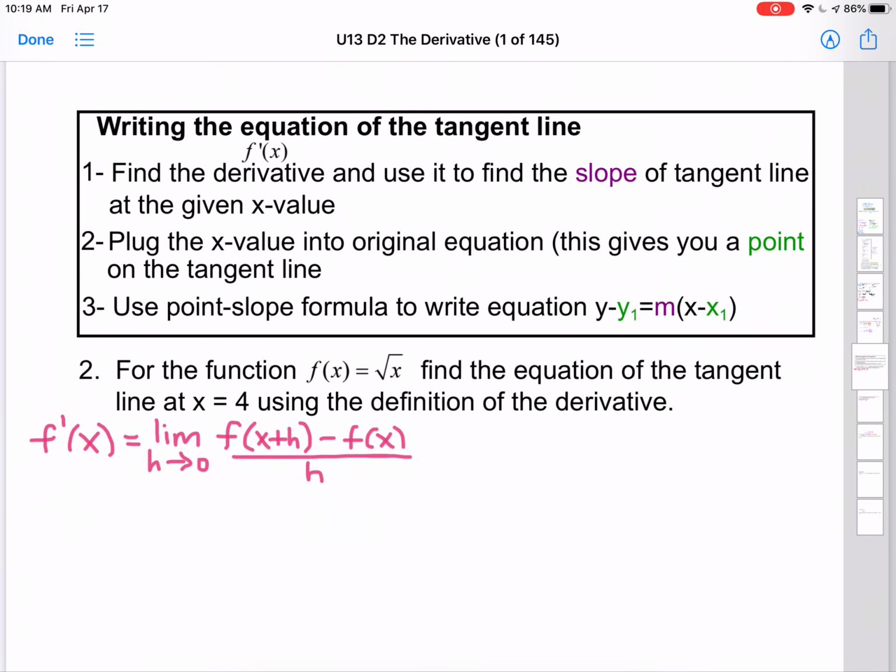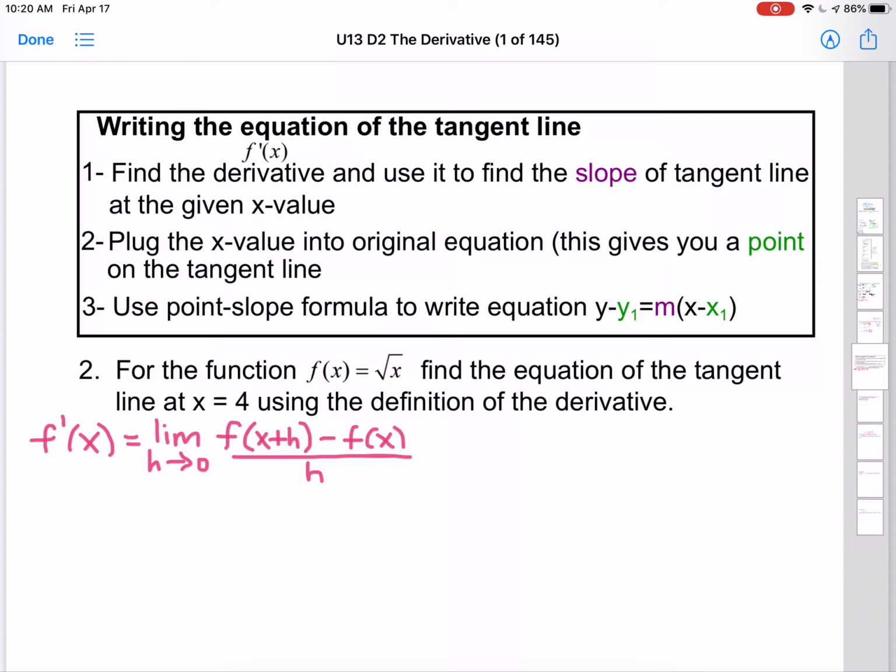Here's how we do it. So the first thing, again, we're going to find the derivative, right, f prime of x, and use it to find the slope of that tangent line at any given x. Then we're going to plug the x value into the original, and this will give us a point on that tangent line, because remember, we do need to have a point.